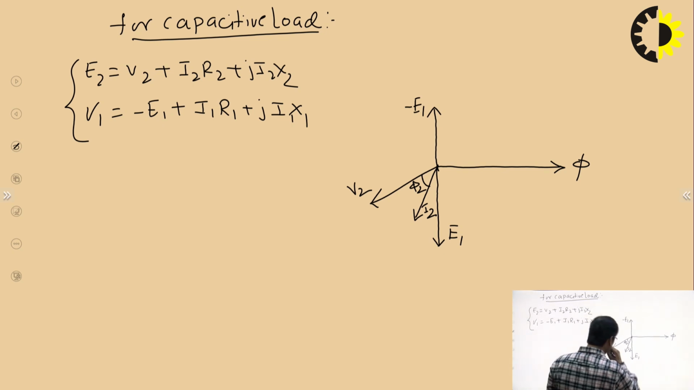So E2 is equal to V2 plus I2 into R2. So I2 R2 will be in phase with this I2. Let us take another color for the current. That will be like this.